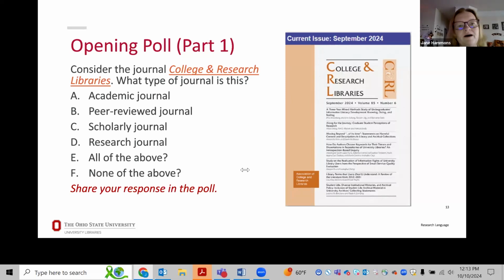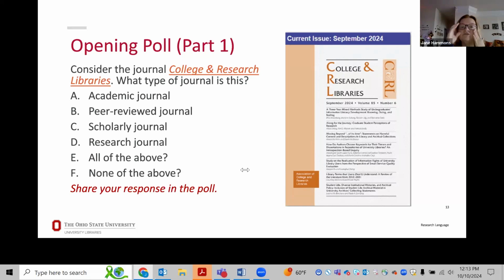Maria shared, on the publisher's page, it states that they use double anonymous reviewing, so that indicates it's peer review. ACRL says C and D in their descriptions. Yeah, Adair, yes, academic, research, and scholarly are all incredibly vague terms.